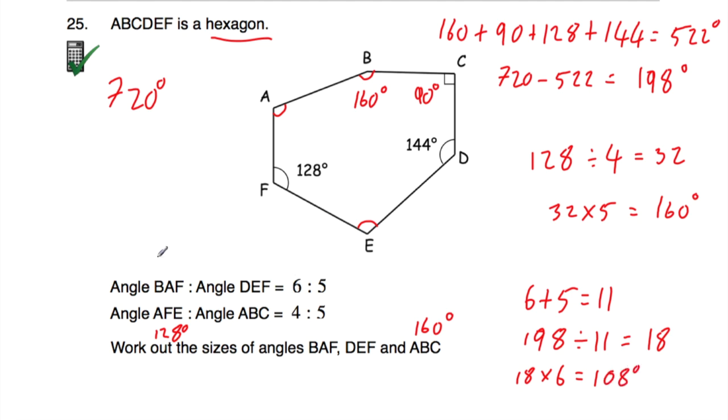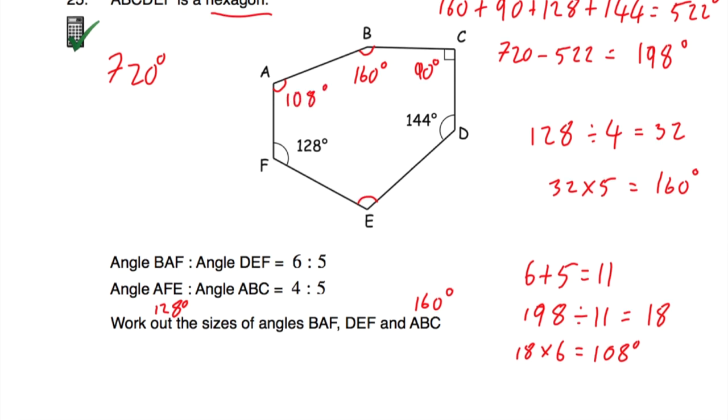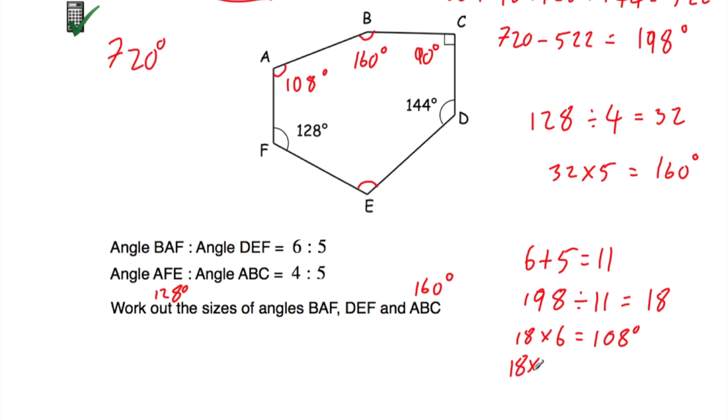So the number which is 6 in the ratio, which is angle BAF, this angle is 108 degrees. And finally, this angle here, if we do 18 multiplied by its number in the ratio, which is 5, 18 times 5 is equal to 90. So this angle is 90 degrees, another right angle, and that's it.